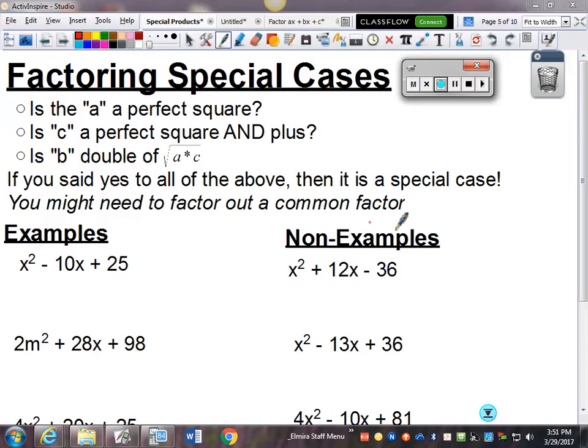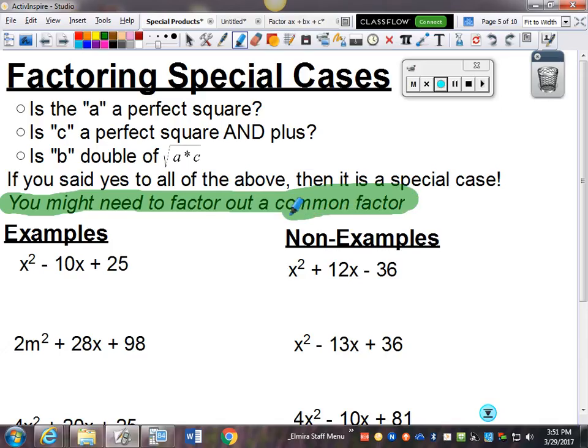So if you're looking for a special case, you're looking for the A and the C terms to be perfect squares, and plus for being the one kind of special case where it's the same binomial squared. One thing you're going to have to look for, though, is you might have to factor out a common factor in the beginning to make that happen.